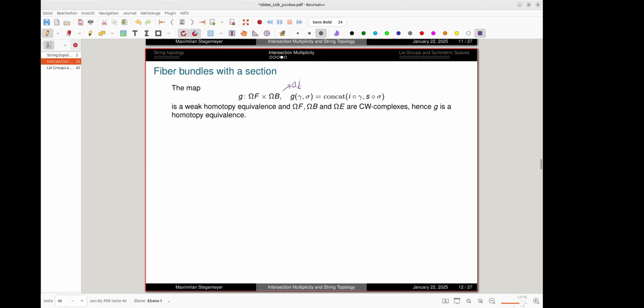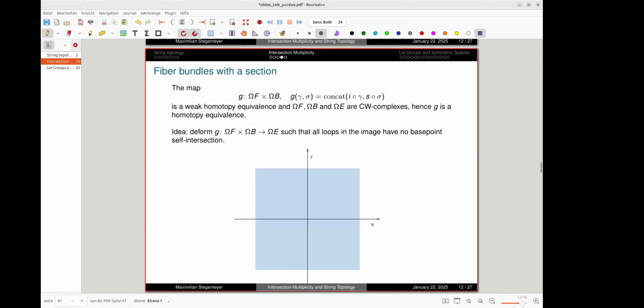Yeah, so G is actually a homotopy equivalence. And now, as already asked earlier, we have many directions, and we can deform the loops in the image of this map such that they have no base point self-intersection. Yeah, and so, maybe what's the idea here?